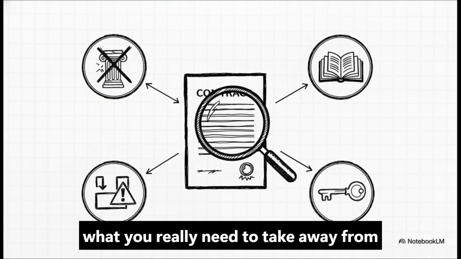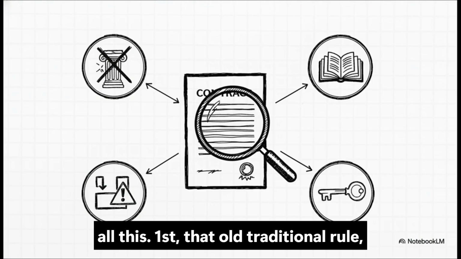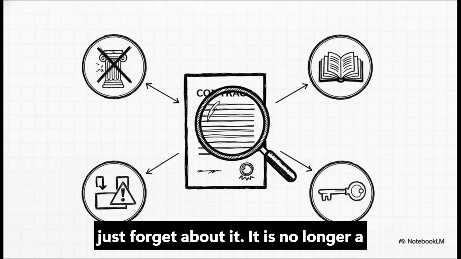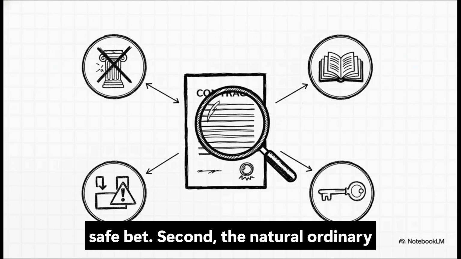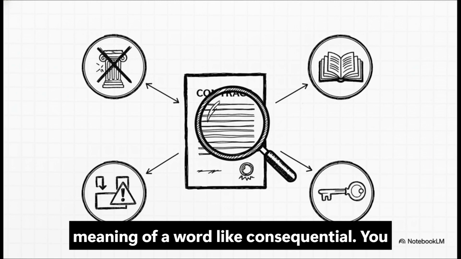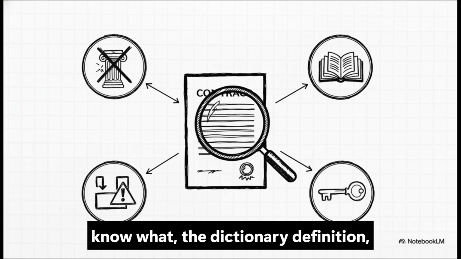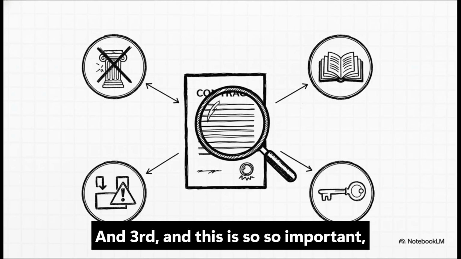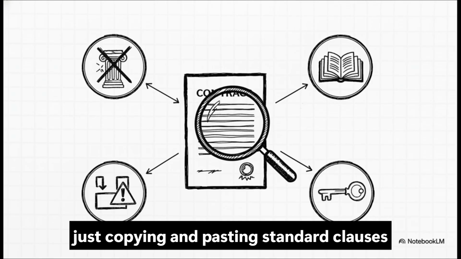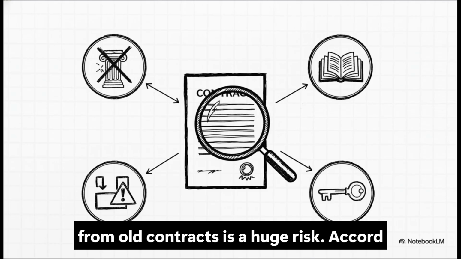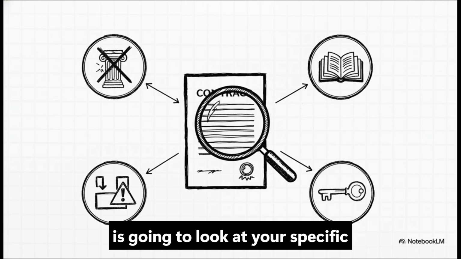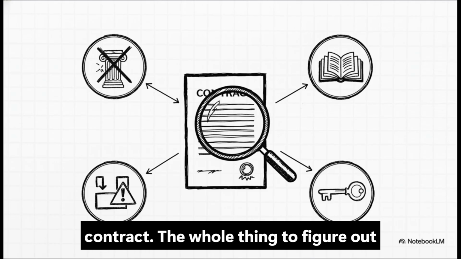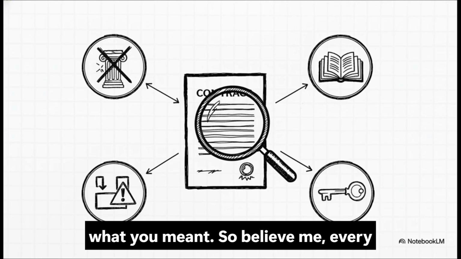All right, so here's the bottom line. This is what you really need to take away from all this. First, that old traditional rule, just forget about it. It is no longer a safe bet. Second, the natural, ordinary meaning of a word like consequential, the dictionary definition, that's what's most likely to count now. And third, and this is so important, just copying and pasting standard clauses from old contracts is a huge risk. A court is going to look at your specific contract, the whole thing, to figure out what you meant. So believe me, every single word matters.